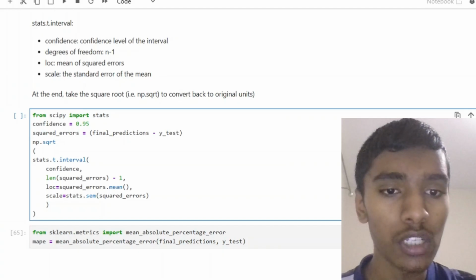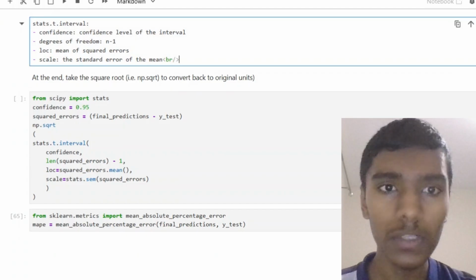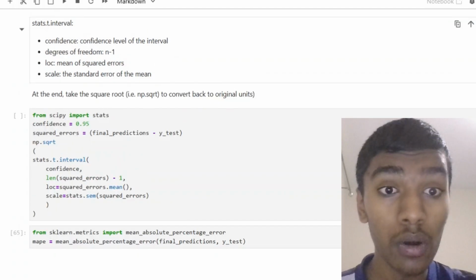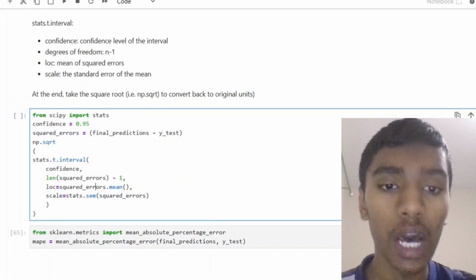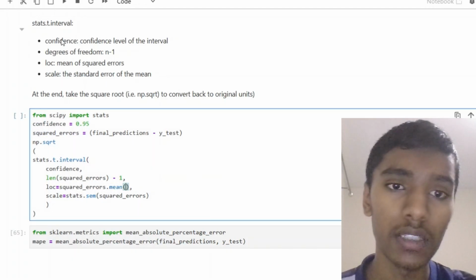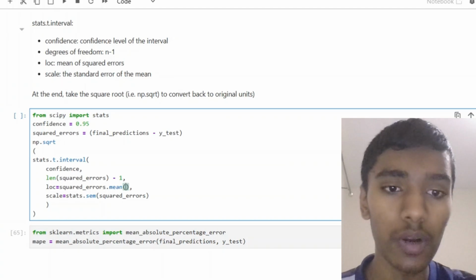All right, and the next one is going to be loc. So loc is the mean of squared errors. The way we do that is we take the squared errors and call the dot mean function on that in order to pass in that particular parameter. And then we have the scale. Scale is the standard error of the mean.